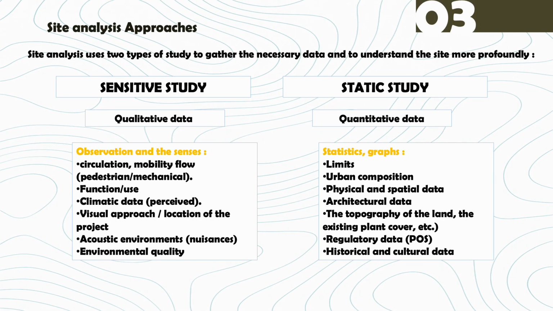Site analysis uses 2 types of studies: to gather the necessary data, and to understand the site more profoundly. 1. Sensitive study, with qualitative data, by observations and senses of circulation, mobility flow, function, use, climatic data, etc. 2. Static study, with quantitative data, using statistics, graphs, to study the limits, urban composition, architecture, physical and spatial data, etc.